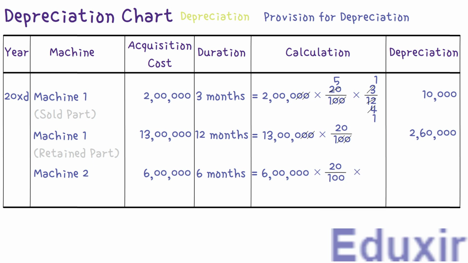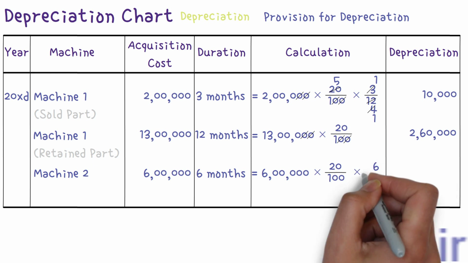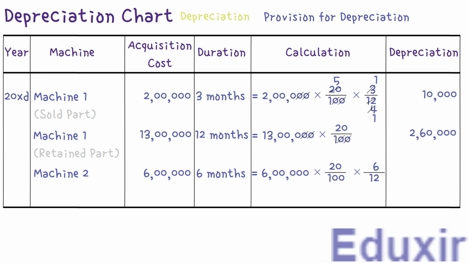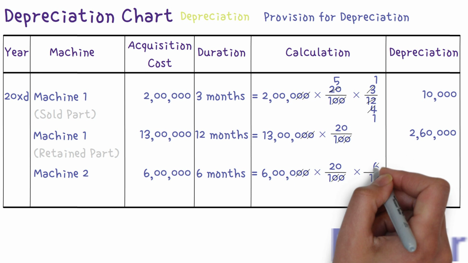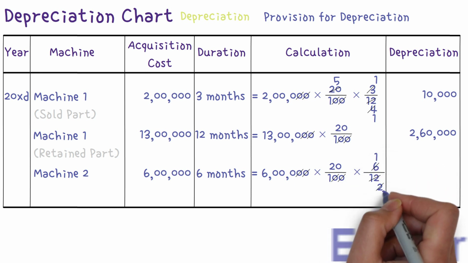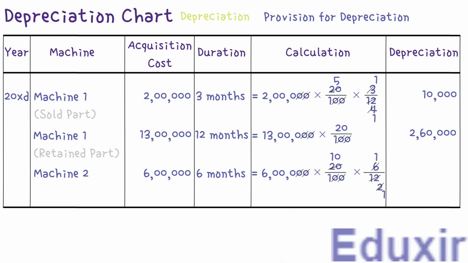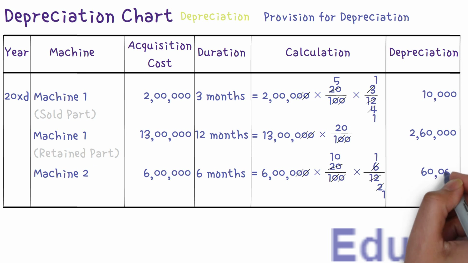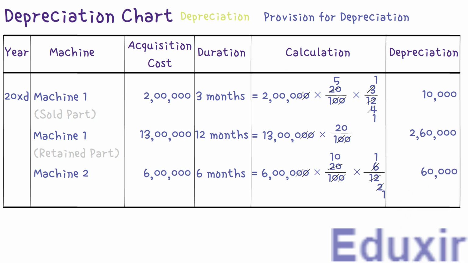So let's multiply this yearly depreciation with 6 upon 12. This will give us the depreciation for 6 months. Let's cancel 2 zeros in 100 for the 2 zeros in 6 lakh rupees. Now cancelling with 6, 6 ones are 6, 6 twos are 12. Again cancelling with 2, 2 ones are 2, 2 tens are 20. Now multiplying the remaining values, we get 60,000 rupees, which gives us the depreciation for 6 months on machine 2.